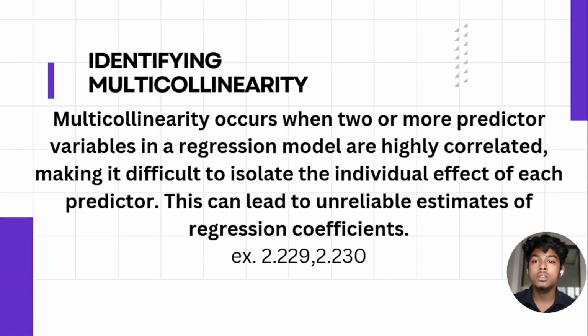Now there is a type called identify multicollinearity. Multicollinearity occurs when two or more predictor variables in a regression model are highly correlated. For example, 2.229 is very much related to 2.230. So we will be isolating any one of them, which will greatly reduce size. This can also lead to unreliable estimation of regression coefficients.